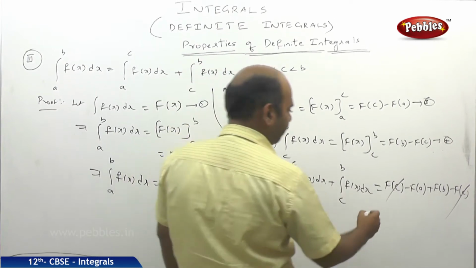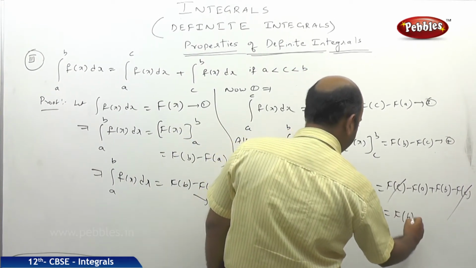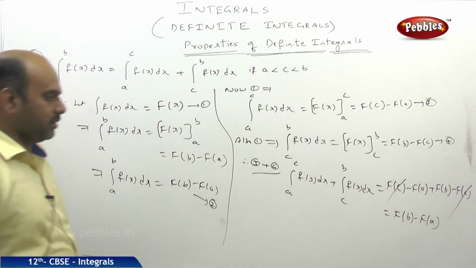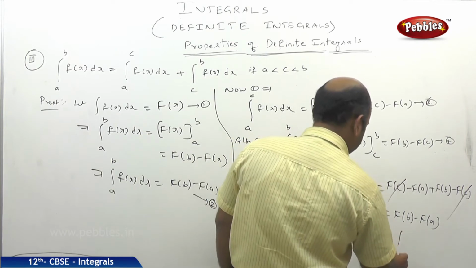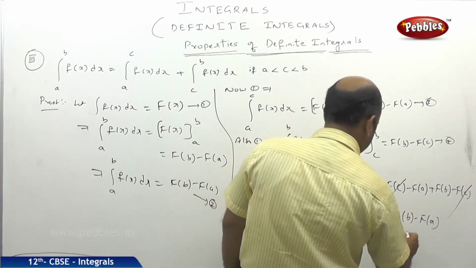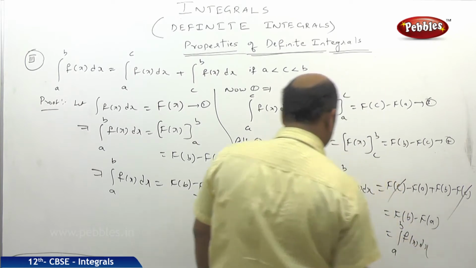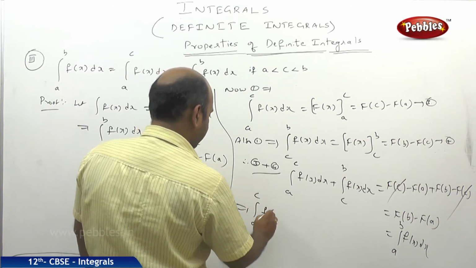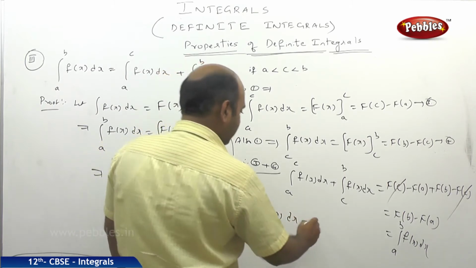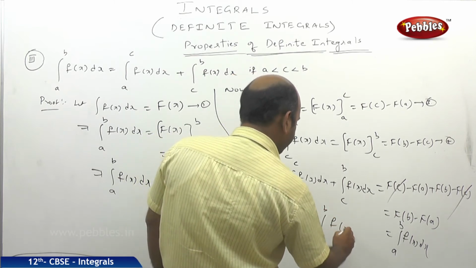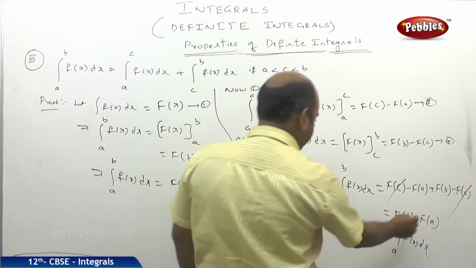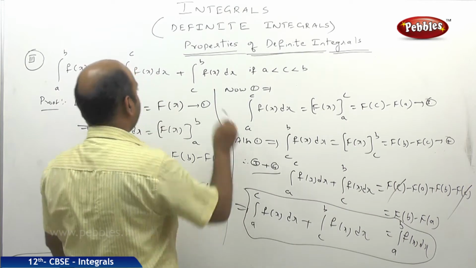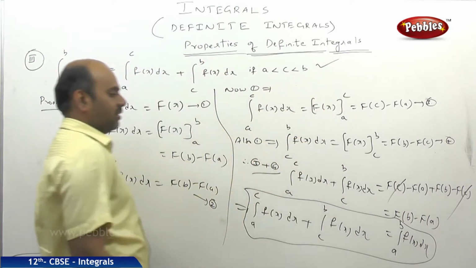So f of c will be getting cancelled. Finally remains f of b minus f of a. So f of b minus f of a means integral a to b f of x dx. Therefore finally what I will be concluding, integral a to c f of x dx plus integral c to b f of x dx is equal to integral a to b f of x dx, which is the required result. This is the result. Right?